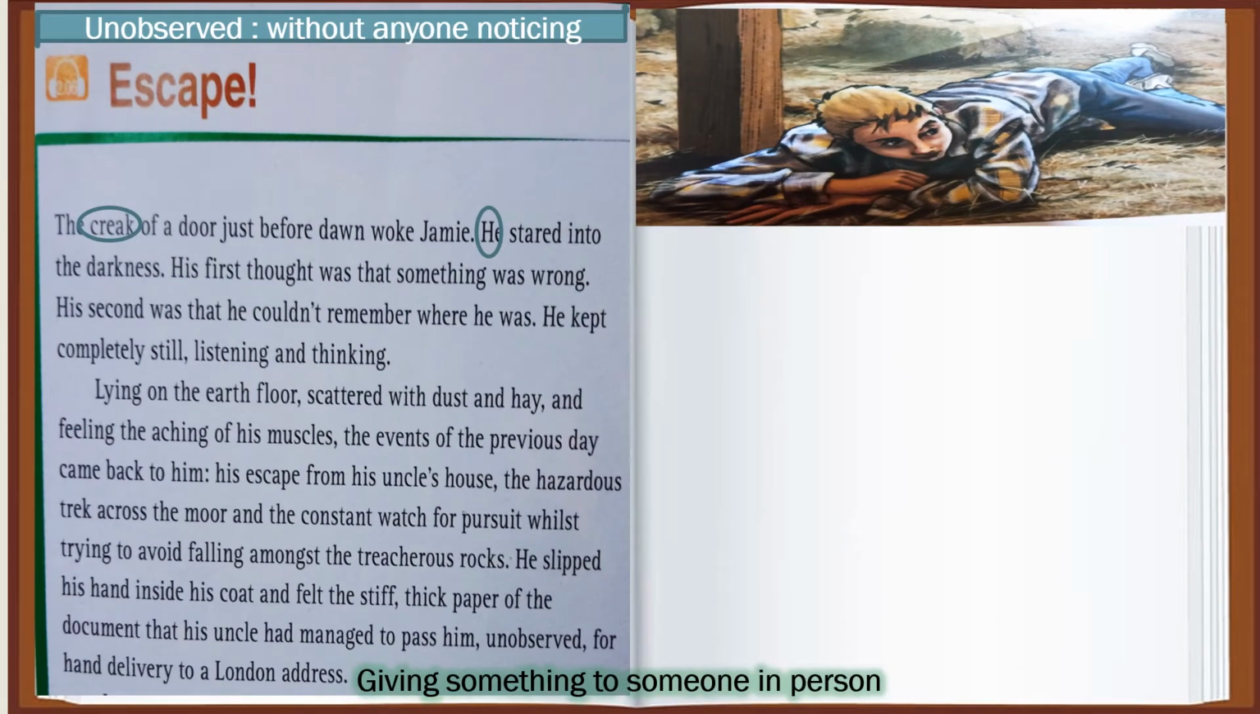In our previous lesson, we started reading the first part of this story. As I told you, the title of this story is Escape. Excellent. What do you mean by escape? Run away. So, the first scene of this story is when Jamie was sleeping in the barn. So, the creak of the door, or the sound of the door, woke him up.